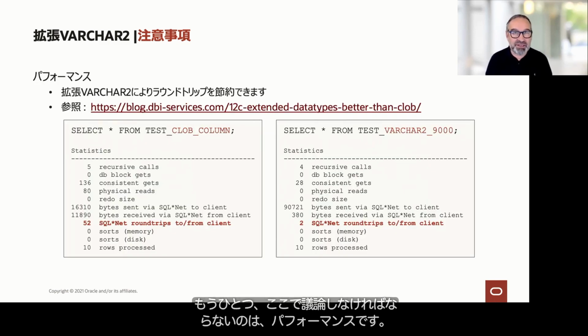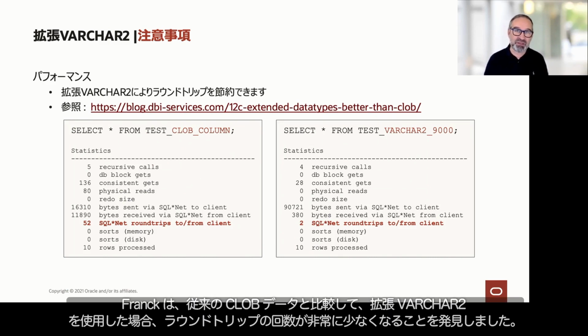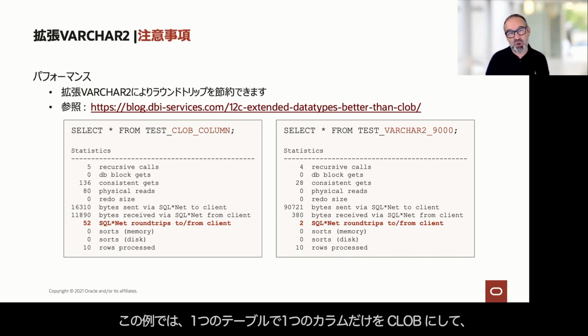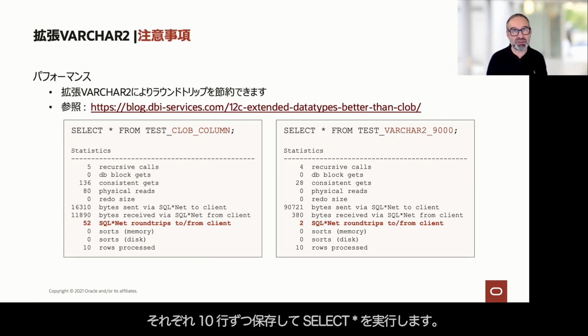Another thing we need to discuss here is performance. And Franck Pachot from dbi services blogged about this a long while ago. And Franck found out that the number of round trips is much, much lower when we use the extended VARCHAR2 compared to traditional CLOB data. So what I do here in this example, I have one table with only one column where my data is in a CLOB, and I have the same table, but now not with a CLOB column, but with an extended VARCHAR2 of length 9000, storing just 10 rows in each of them and doing a SELECT *.